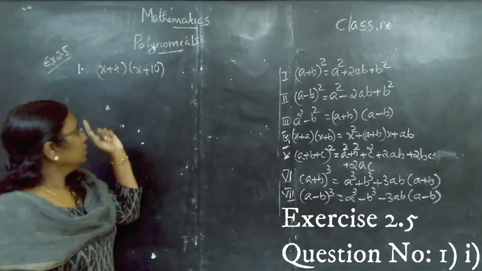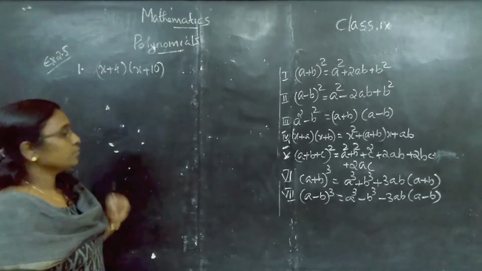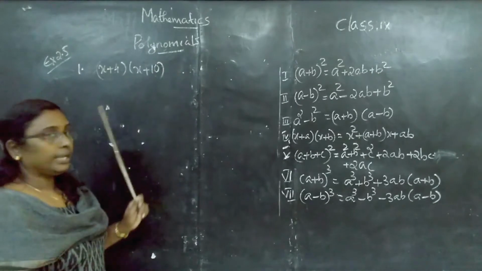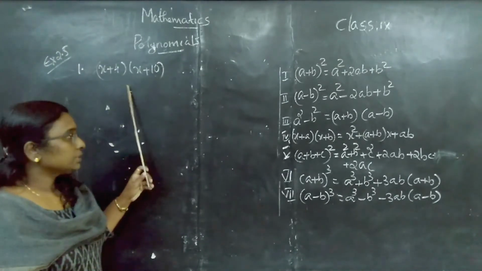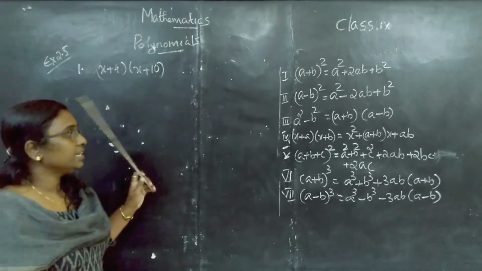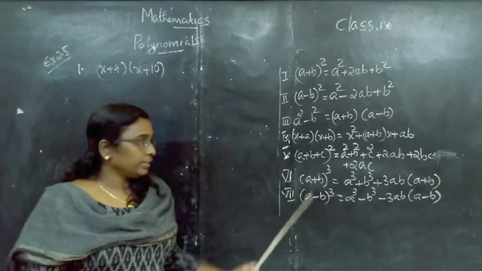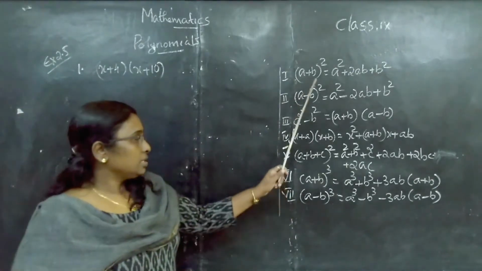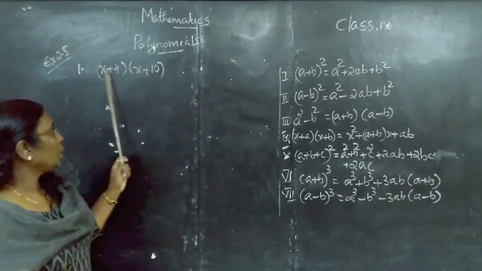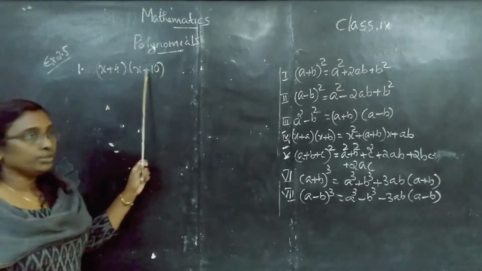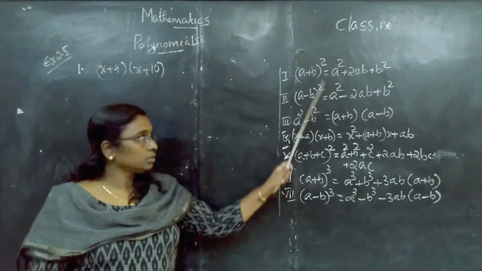First question: using suitable properties, find the products. X plus 4 into x plus 10. Look here. This question is similar to which identity? Is it a plus b the whole square? If it were in the form of a plus b the whole square, it would be x plus 4 into x plus 4, or x plus 10 into x plus 10. So these are not these identities.